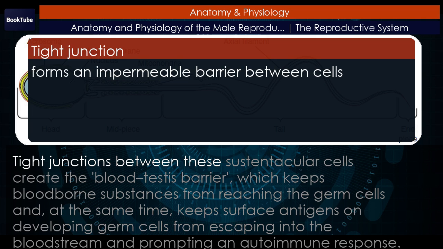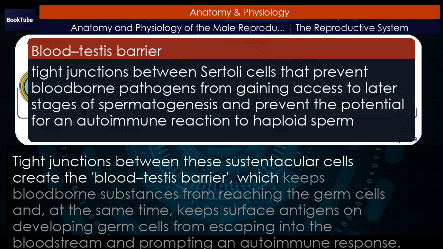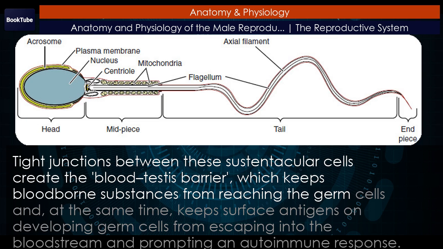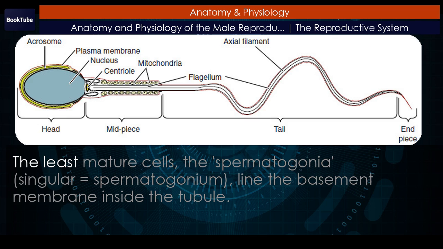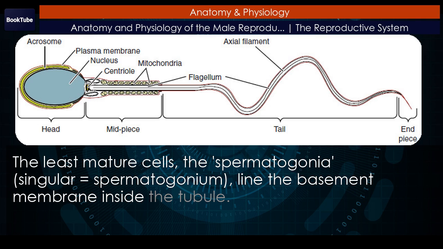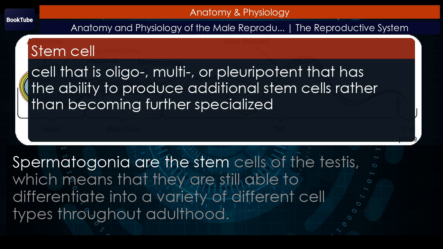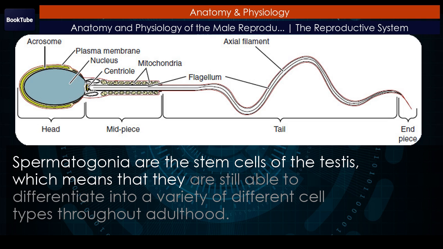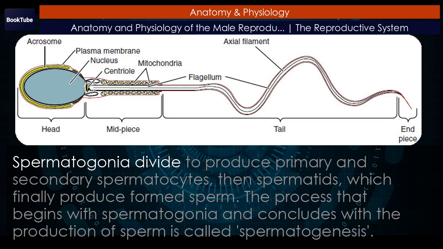Tight junctions between these sustentacular cells create the blood-testis barrier, which keeps bloodborne substances from reaching the germ cells and, at the same time, keeps surface antigens on developing germ cells from escaping into the bloodstream and prompting an autoimmune response. Germ cells, the least mature cells, the spermatogonia, singular equals spermatogonium, line the basement membrane inside the tubule. Spermatogonia are the stem cells of the testis, which means that they are still able to differentiate into a variety of different cell types. Throughout adulthood, spermatogonia divide to produce primary and secondary spermatocytes, then spermatids, which finally produce formed sperm.